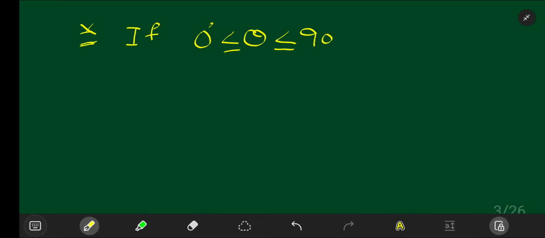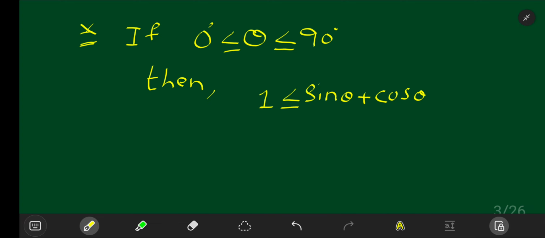If theta is between 0 degrees and 90 degrees, then the minimum value of sin theta plus cos theta is 1 and the maximum value is root 2.